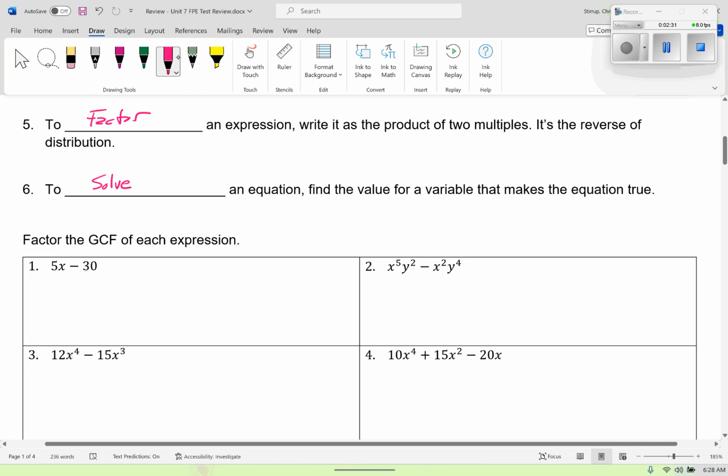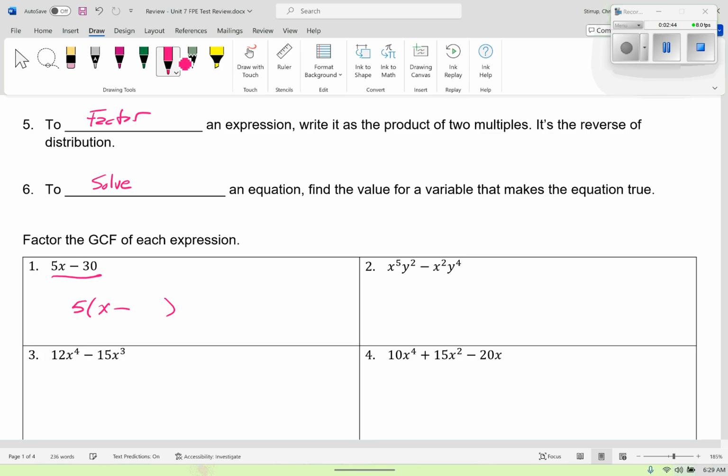All right, so these don't have equal signs, so we're just factoring it. So take a look. What do you have in common between these two? Well, I have a 5, and if I factor a 5 out of 5x, I'm left with x. The minus sign comes along. If I factor 5 out of 30, 30 divided by 5 is 6.